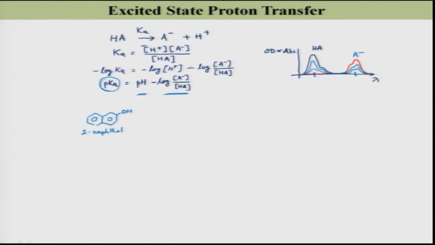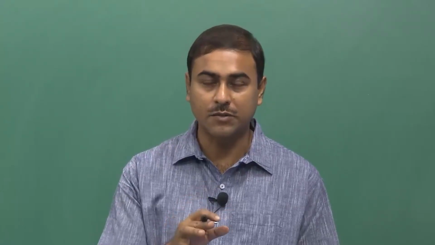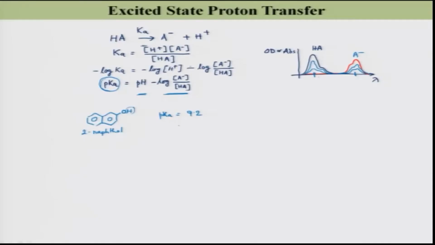This is 2-naphthol. The pKa of this molecule is about 9.2. Obviously, this proton is not labile in the ground state, so acidity is very low. However, if you excite this molecule using 270 or 280 nanometer UV light, then the pKa of this molecule drastically reduces to 2.0.